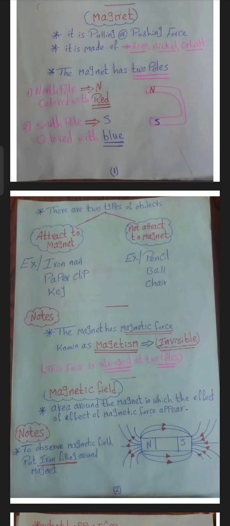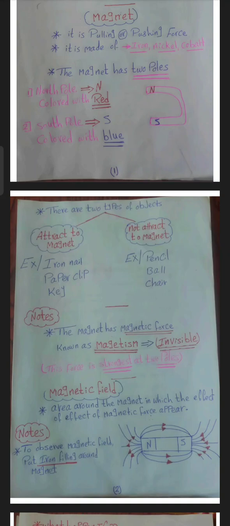Okay. We have notes. The magnet has magnetic force. Okay, the magnetic force is known as magnetism. You can see this magnetic force when the object is attracted to the magnet. For example, iron nail is attracted to magnet, but pencil is not attracted to magnet. You can see the attraction between the magnet and the object or metal, but you can't see the force itself, so it is called invisible force. Invisible means you can't see it.